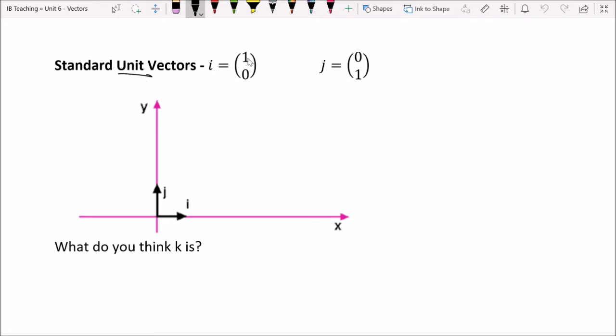I is saying it goes to the right. It doesn't go up and down. It goes to the right by 1. There's a picture of it there. J, it's saying it doesn't go right or left at all, but it does go up 1. We have a visual of it there.